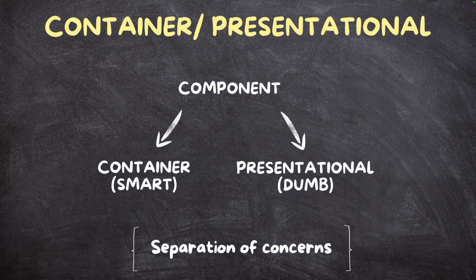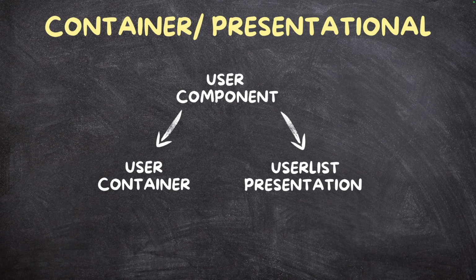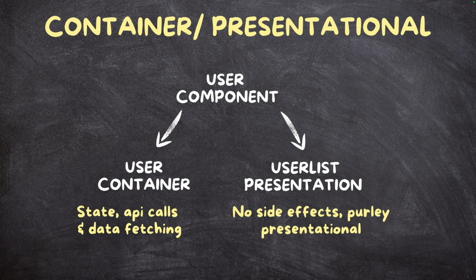Now let's see the same thing with a different example. Let's say we have a user component. Now we divide this user component into two different components: a user container and a user list presentation. In the user container, we have to manage the state, the API calls and the data fetching. And in the user list presentation, we will not have any side effects and this will be a purely presentational component.